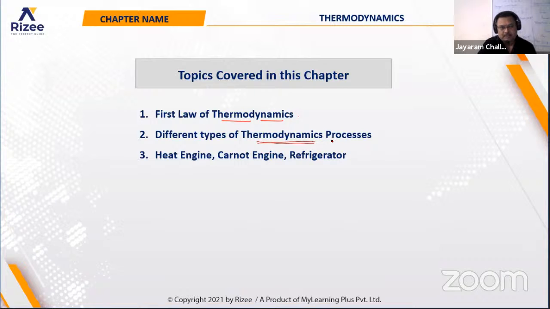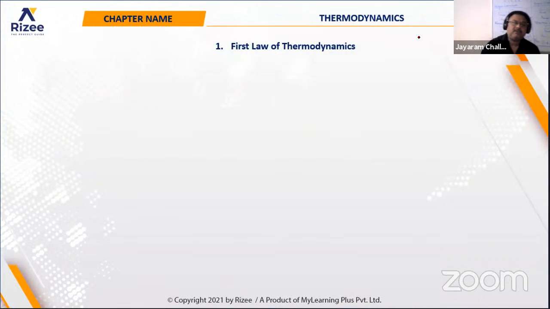That is nothing but the isothermal process, isobaric, isochoric, adiabatic, and the polytropic process, and heat engines, the Carnot engine, and the refrigerator. These are the main concepts from which the most number of sums appear in this particular chapter, from which you can easily score some 8 to 12 marks. Now coming to our first law of thermodynamics. Before going to the first law of thermodynamics exactly, we would like to discuss some essential concepts.